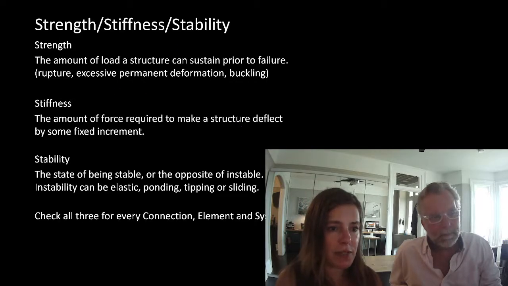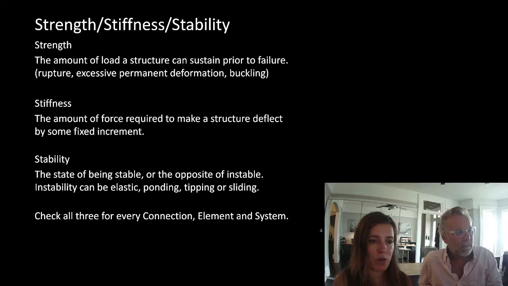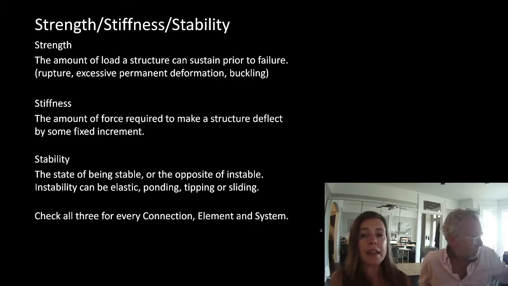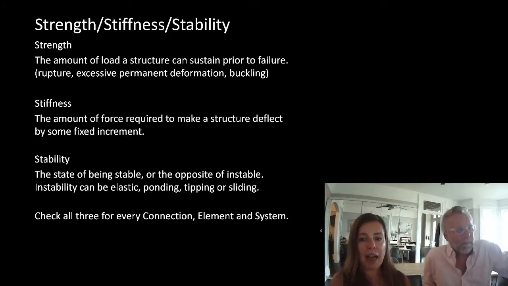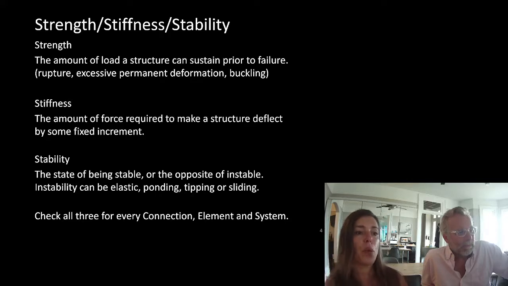Okay, I'm going to make myself smaller here so that you can see more of the screen. Really, the things the structural engineer looks at are strength, stiffness, and stability. Strength is the amount of load a structure can sustain prior to failure. So that means some sort of massive failure. Stiffness is the amount of force required to make a structure deflect by some fixed increment. So that's deflection, for example. And stability, worst definition in the world, the state of being stable, or the opposite of unstable.